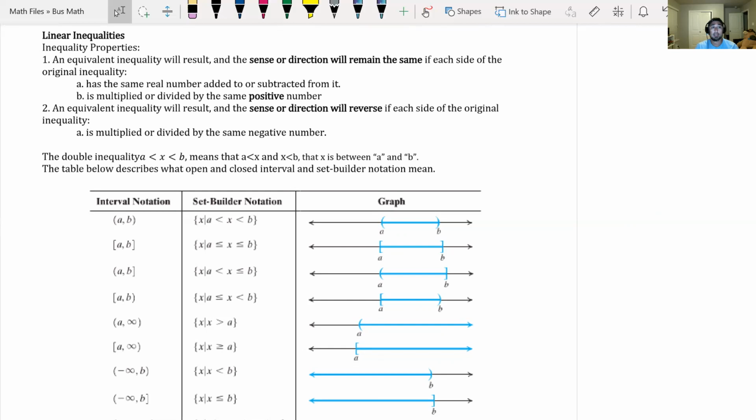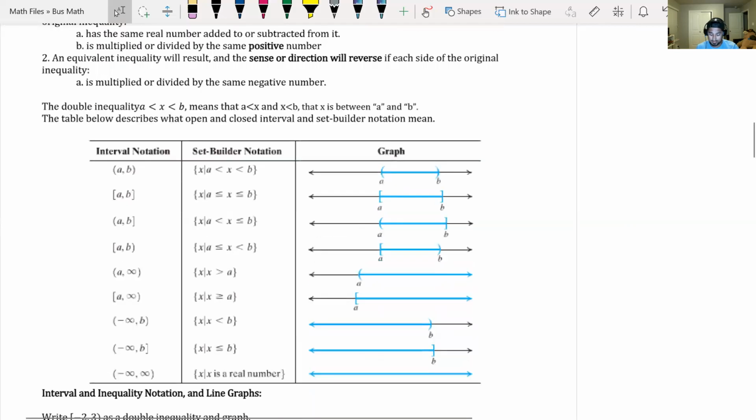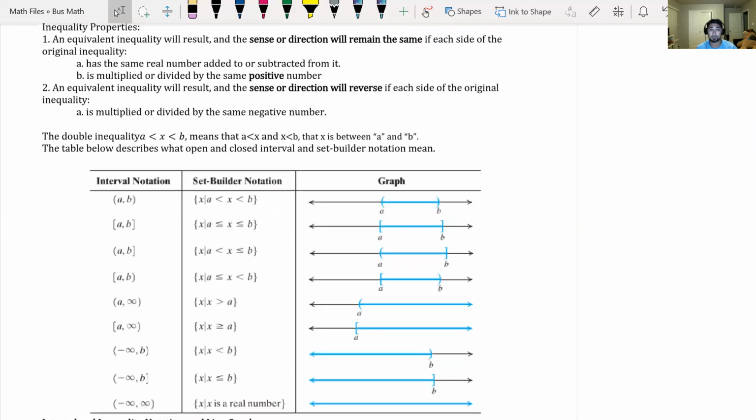Okay. Next, the double inequality, which is written as A is less than X and X is less than B, means that A is less than X and X is less than B. This means that X is in between A and B. All right. So now let's get into some notations. All right. So we want interval notation, set notation, and how to represent it on the graph.